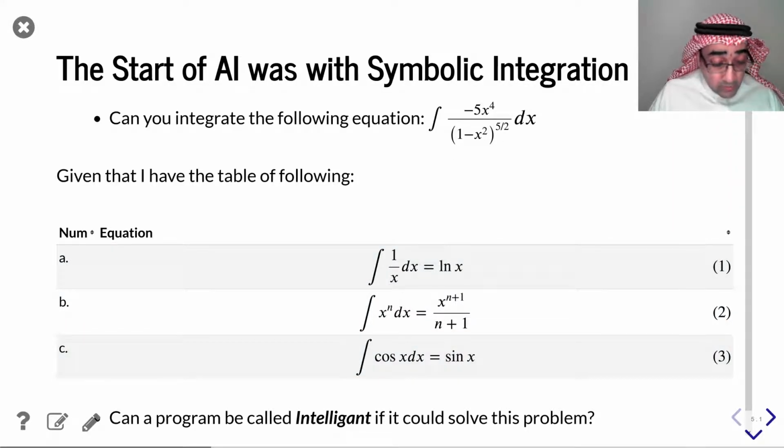So what are we going to do? Now the question becomes: if a program can actually solve this, will it be called an intelligent program? I leave that question for you to answer. You can answer it after you see the video.